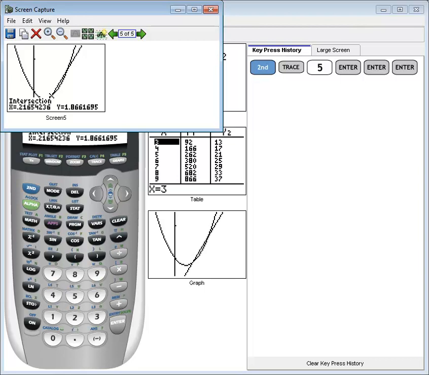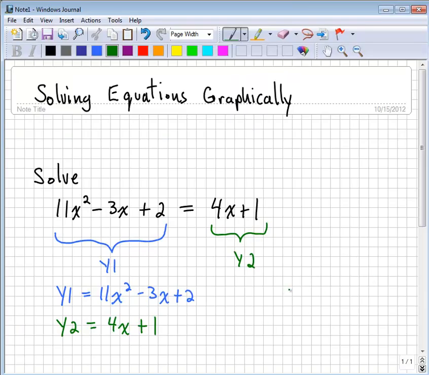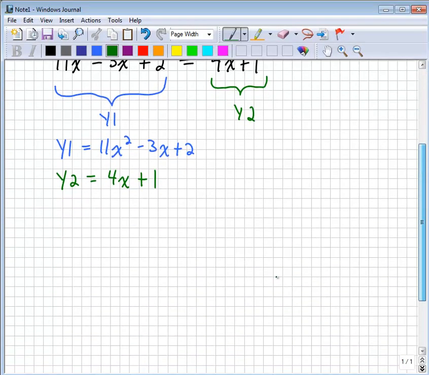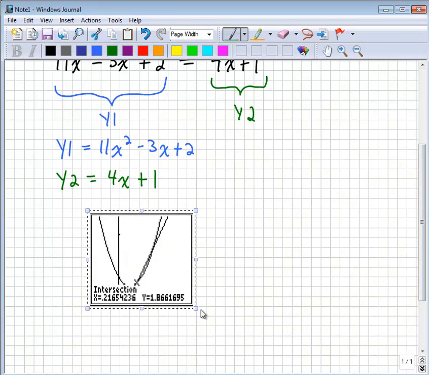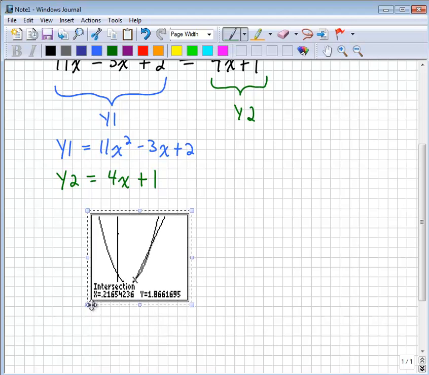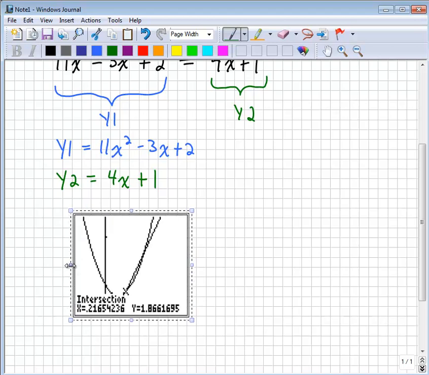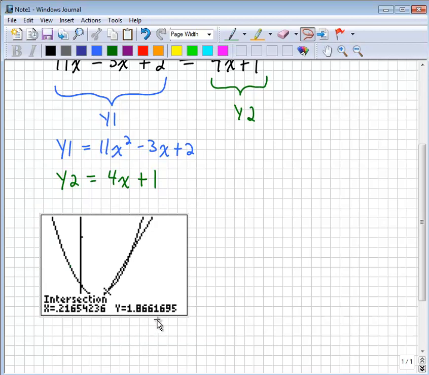And I'm going to stick it in our thing here. So paste. So there's one of our solutions. And remember, we're only looking at the value for x. The y value is artificial. We introduced that just so we could graph these things. But it's really just this x value.